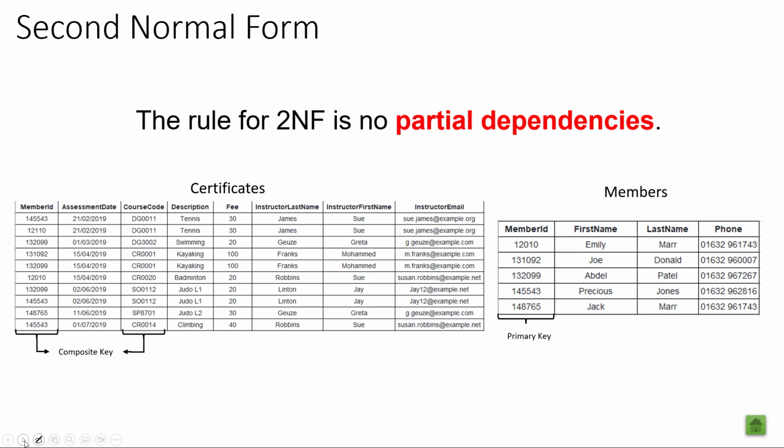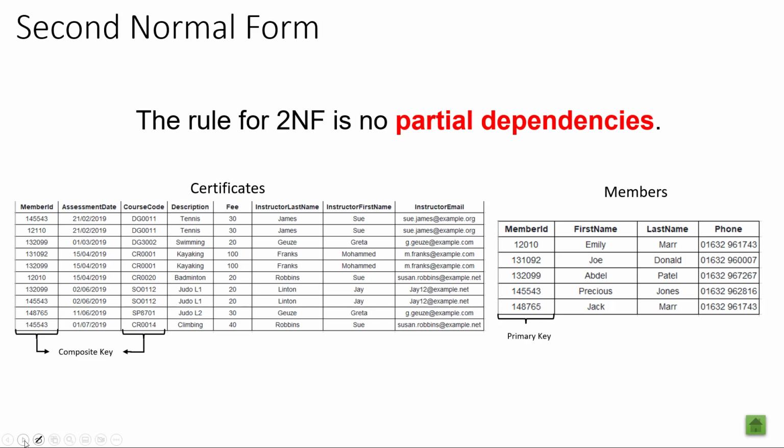Now we've got to get these two tables into second normal form. So we're looking for partial dependencies. You've got two tables, the member table and the certificate table, and they're both in first normal form. To be in second normal form, you must first be in first normal form and have no partial dependencies. So what is a partial dependency then?